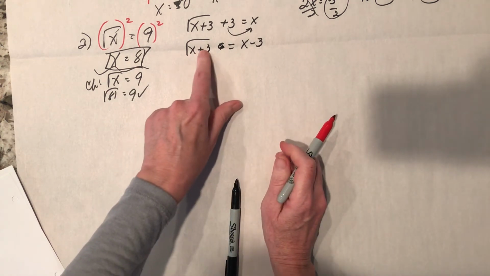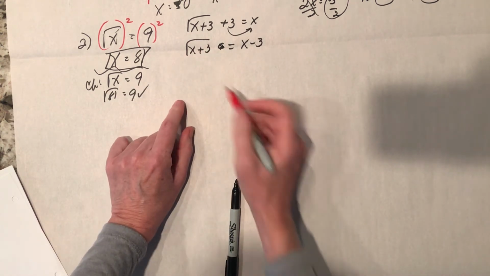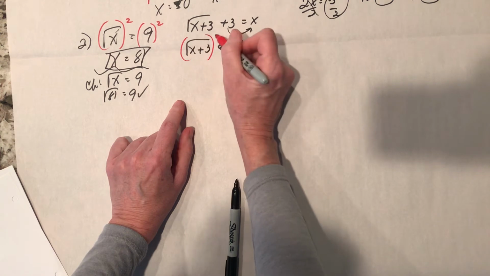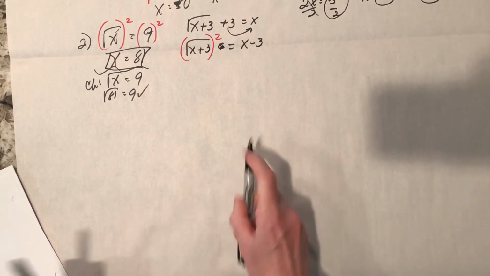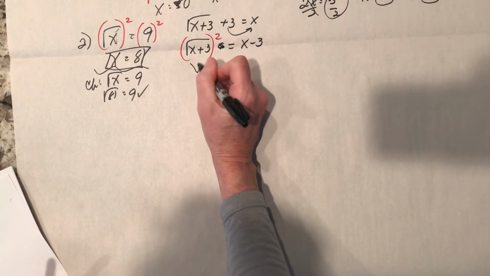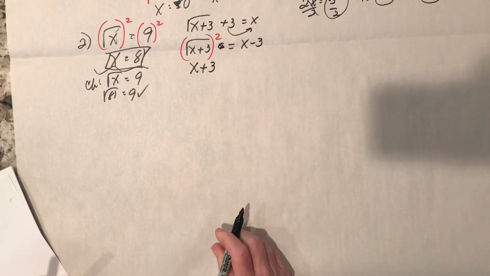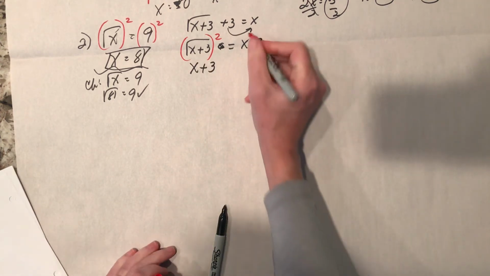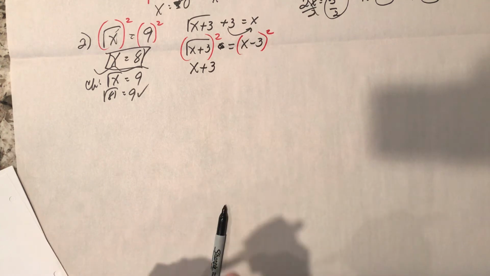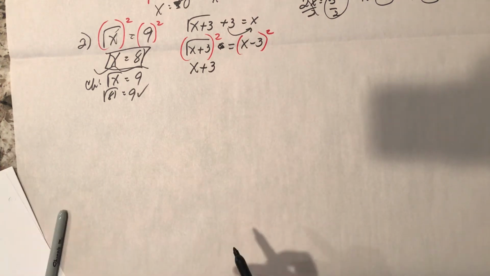We need to get x plus 3 by itself. We need to pull it away from this radical, free it up. So we'll square it. Squaring and unsquaring cancel each other out, so we get x plus 3. That's perfect. That's what we wanted. If we square one side, we have to square both sides.